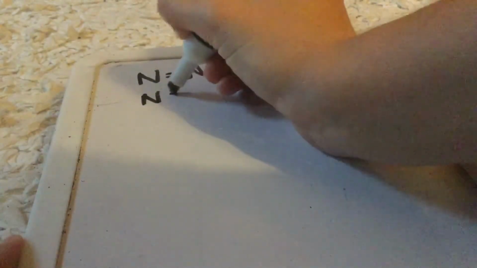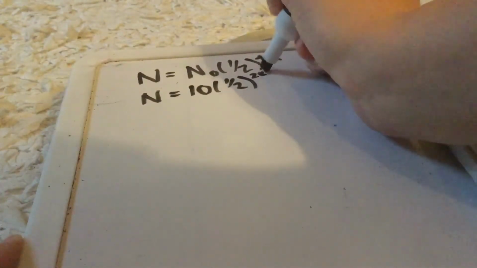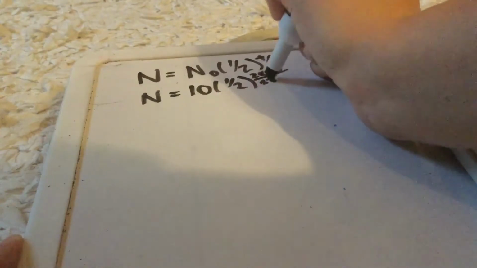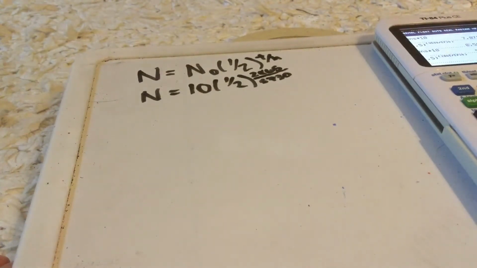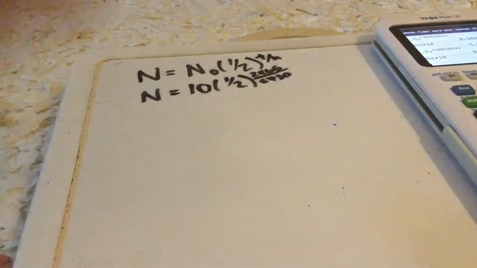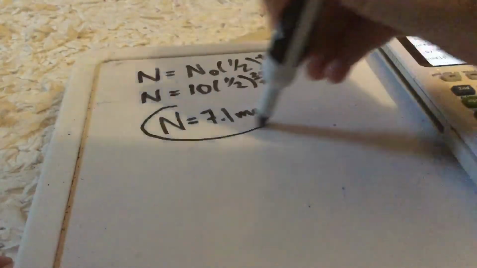Then you should start plugging in your knowns. 10 times 1/2 to the 2,865 over 5,730. Then plug your equation into your graphing calculator. The answer you should get is that N equals 7.1 milligrams.